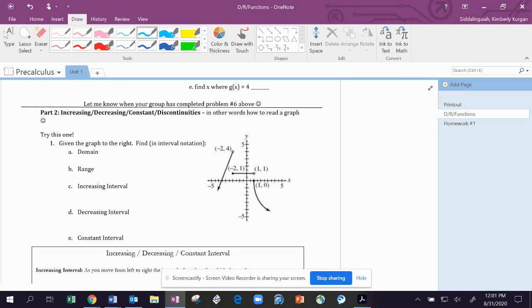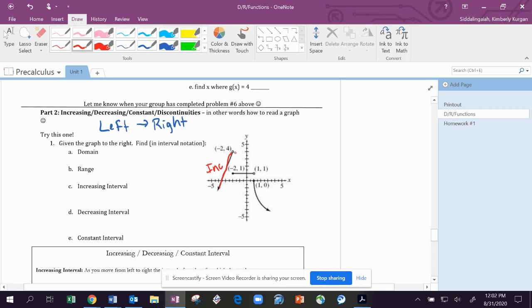So we make sure you always are reading your graph from left to right, just like we read a book. So as you go left to right, you can really trace with your finger, and you'll be able to see as you're going from left to right if the graph is increasing, decreasing, or constant. So I'm going to take my pen and just trace the graph. Notice how my pen's going up. That means this part I'm increasing.